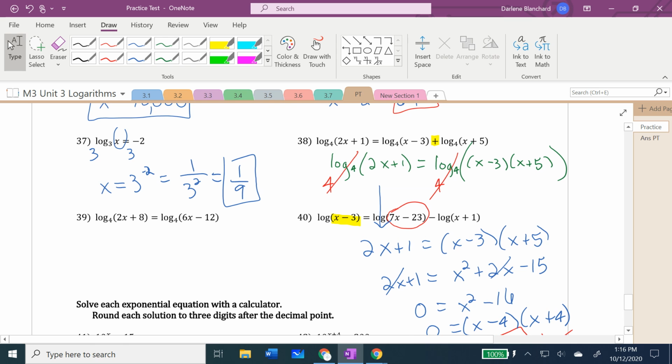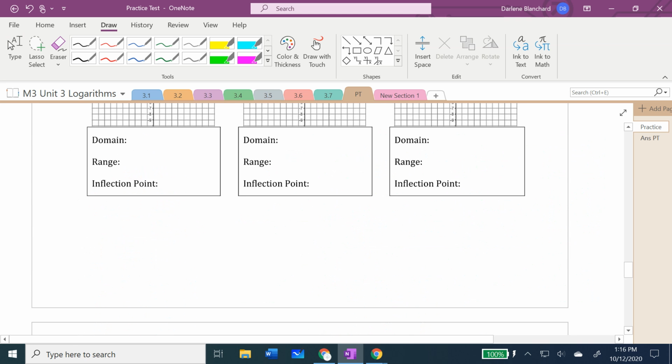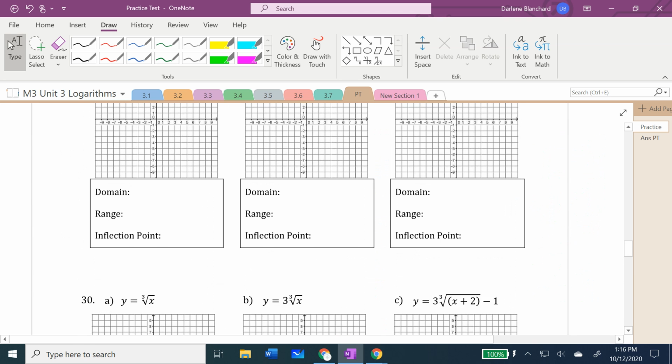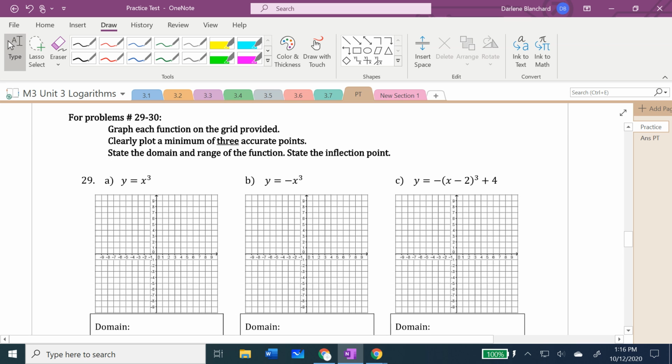Okay, here's what I'm going to do. How about I come back to 39 and 40 after doing some other problems? Let's kind of shake off the logarithms a little bit.